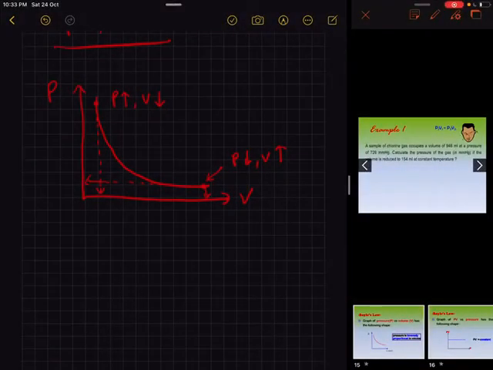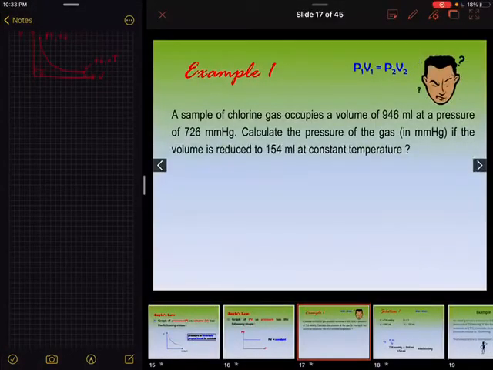Okay, so let's see one example over here. Right, for this soalan, a sample of chlorine gas occupies a volume of 946 ml at a pressure of 726 mmHg. Calculate the pressure of the gas in the same unit if the volume is reduced to 154 ml at constant temperature.